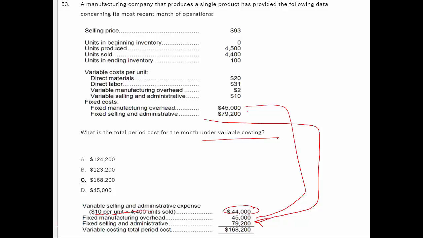Okay, so you want to get this look as to how the financial statements look under the two methods, and a lot of these problems have done that. We've got the examples in the slides.